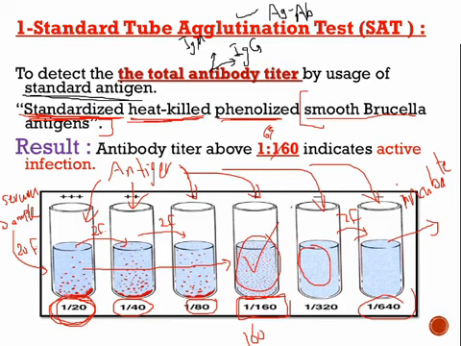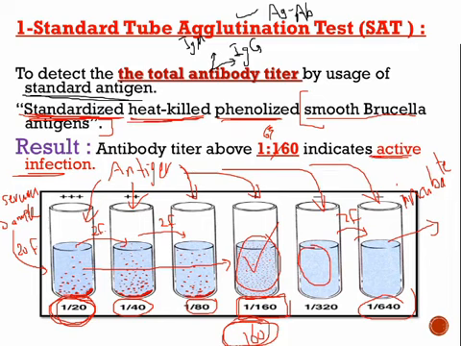So basically, if the antibody titer exceeds 160, we will consider this an active infection. If it's on the borderline, in this case 160, I need to repeat the test after a week or two to determine if the titer will stay at 160 or if it will decrease or increase. So an antibody titer above 160 is an active infection.